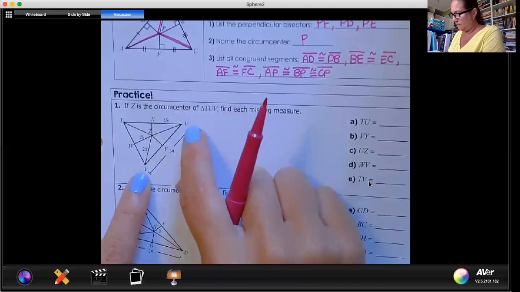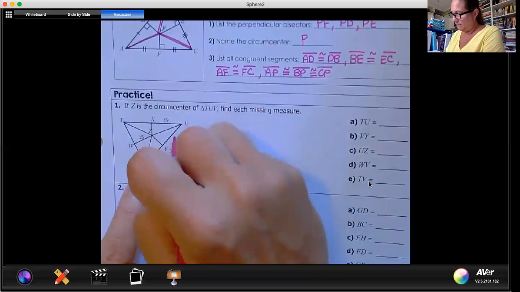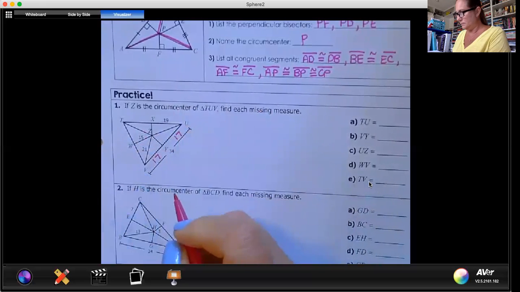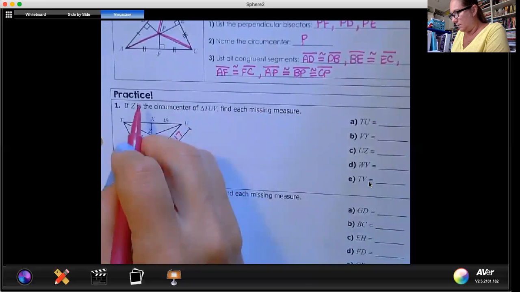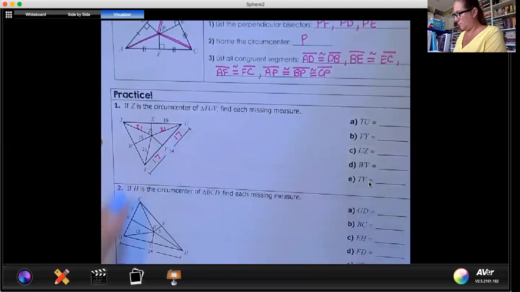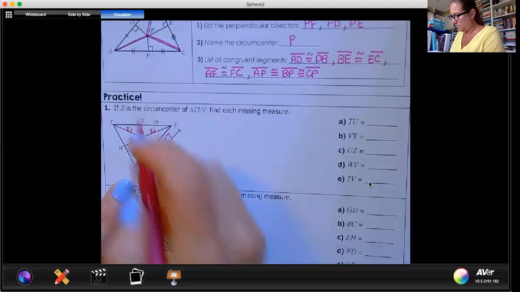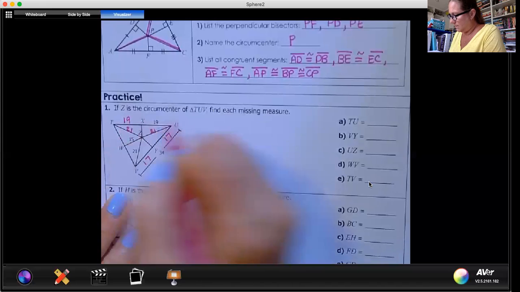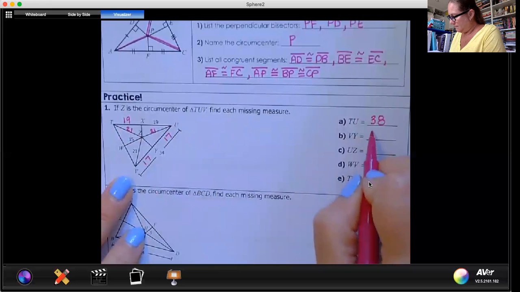So as we see here, we have a whole side listed as 34. We're going to cut that in half. We know that VZ is 21, so we also know that TZ is 21 and UZ is 21. And we're going to find our missing measures. So TU, 19 plus 19 is 38. VY is 17, UZ is 21.